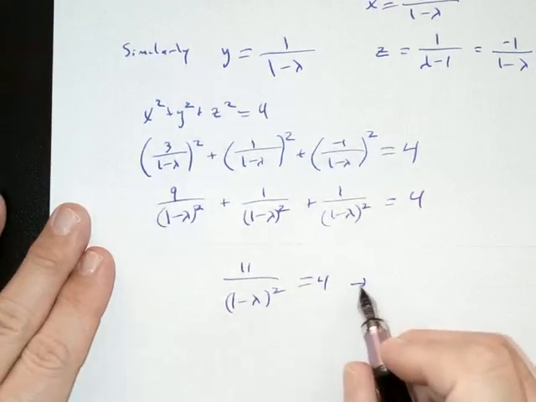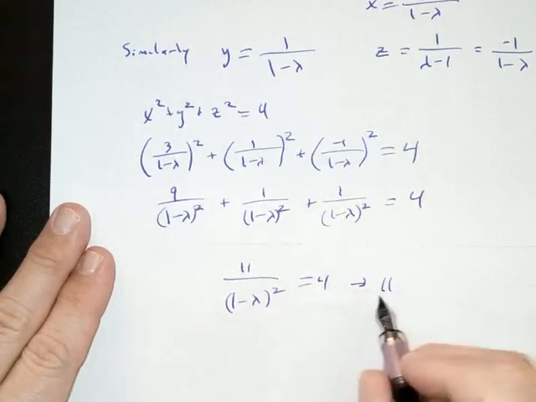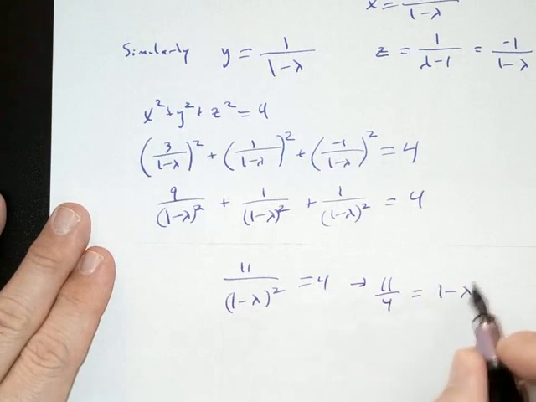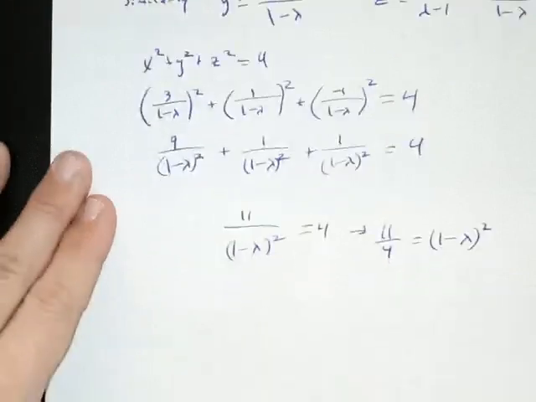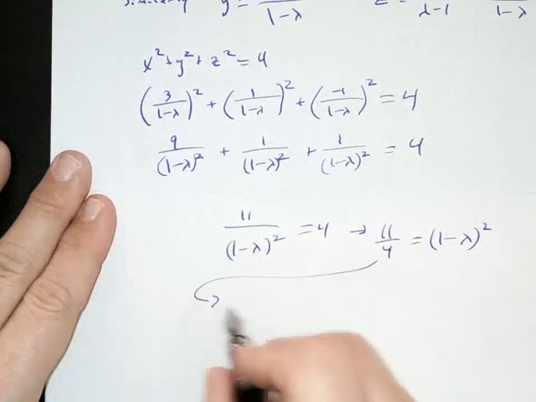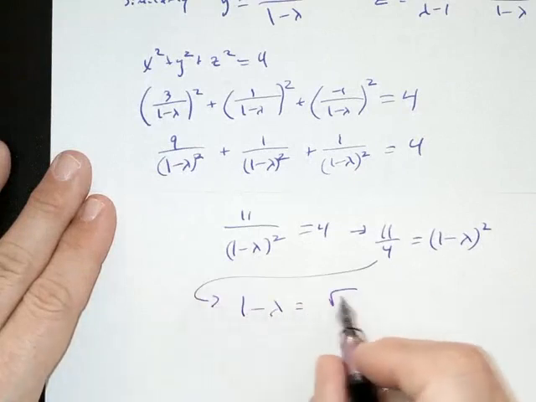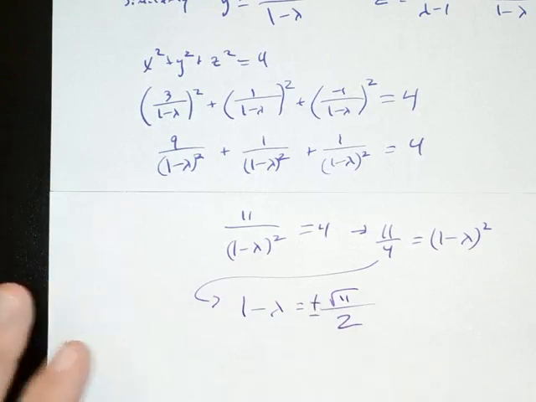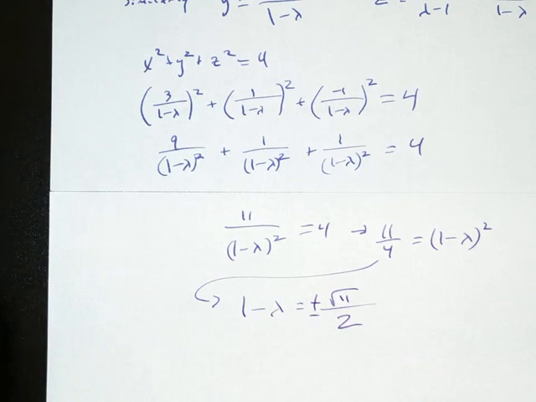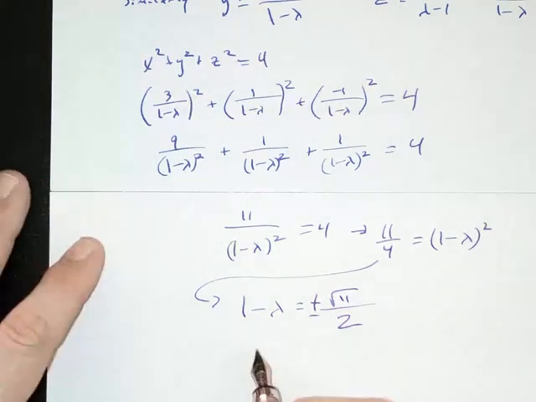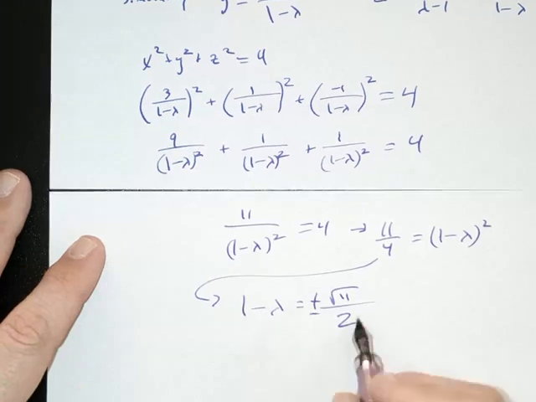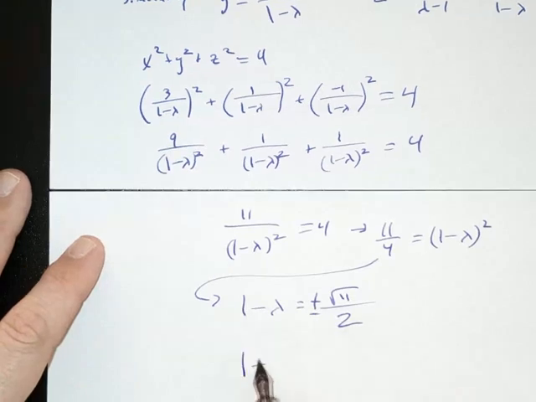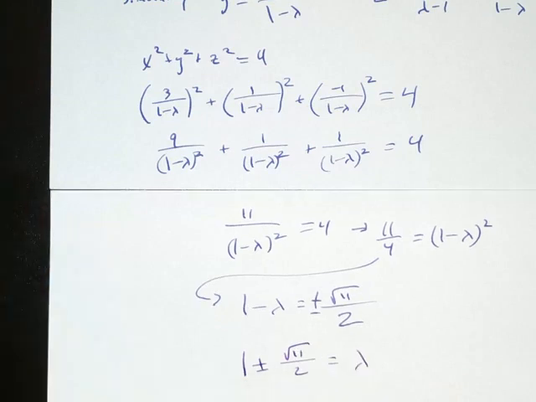Cross multiply. 11, well, let's just swap them. 11 over 4 equals (1 minus lambda) squared. So 1 minus lambda is the square root of 11 over the square root of 4. I took a square root, plus or minus. Again, I'm going to switch sides. 1 plus or minus root 11 over 2 equals lambda.